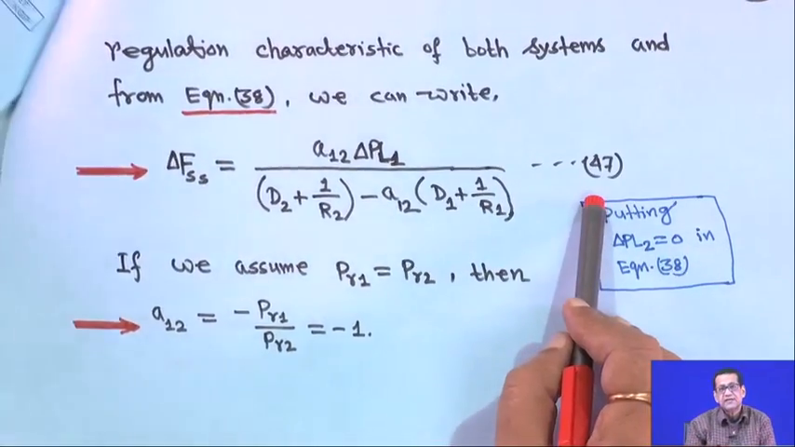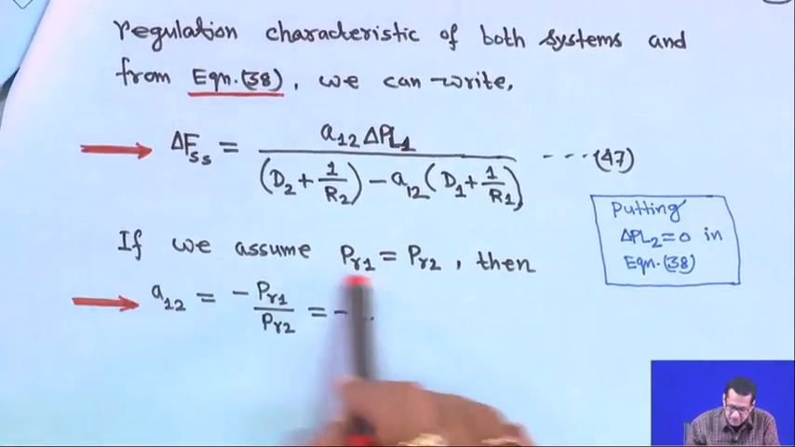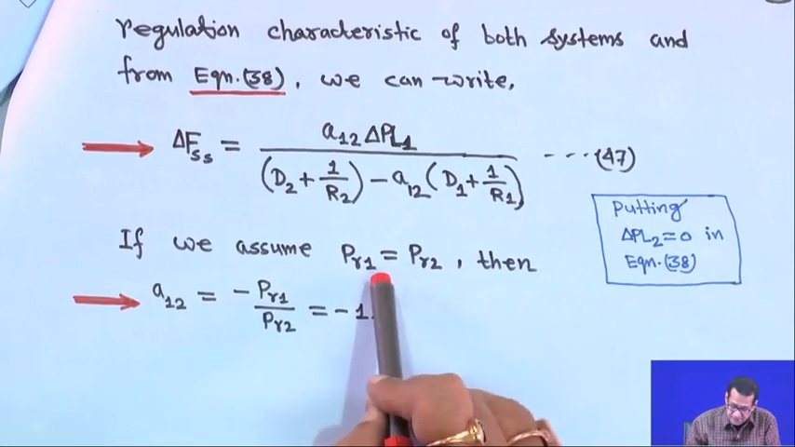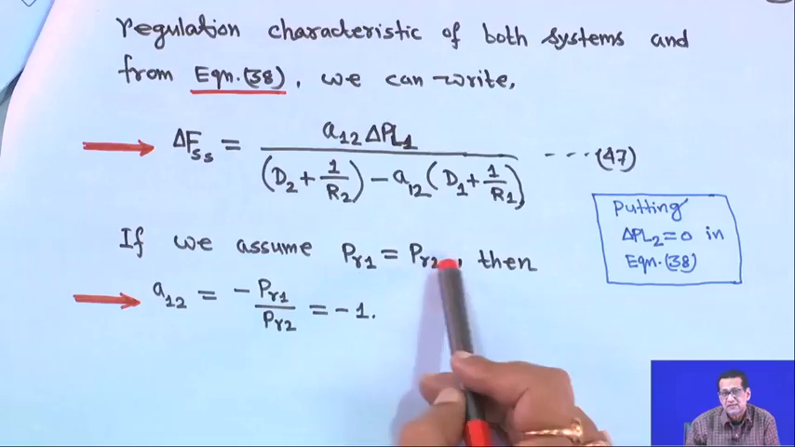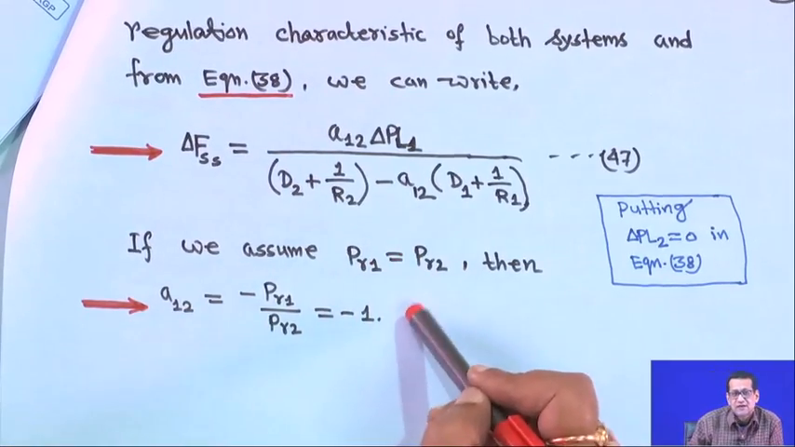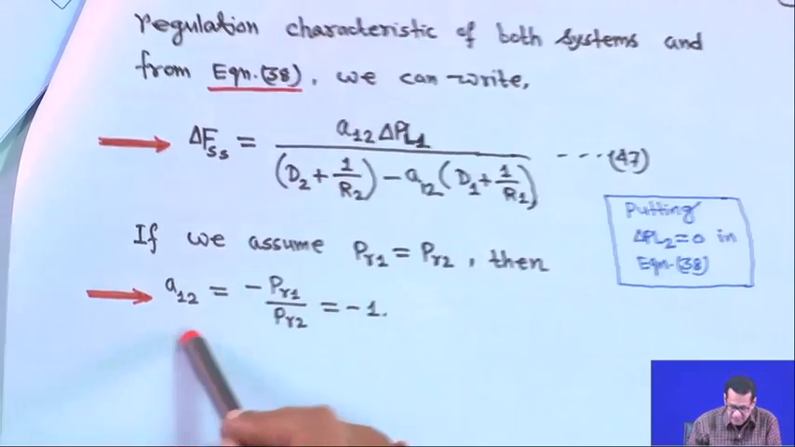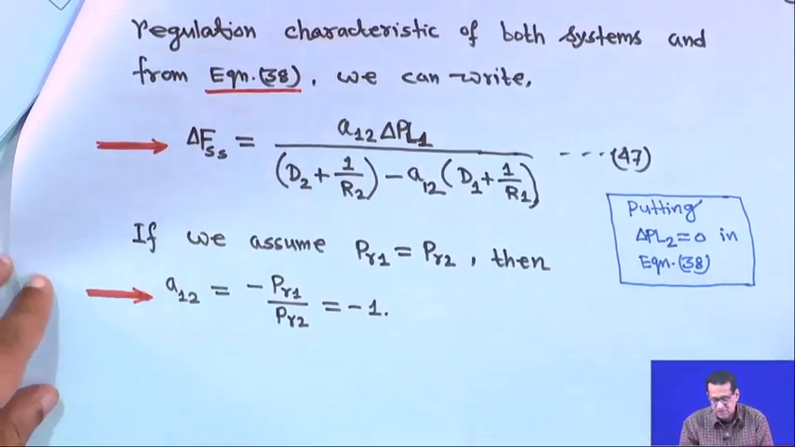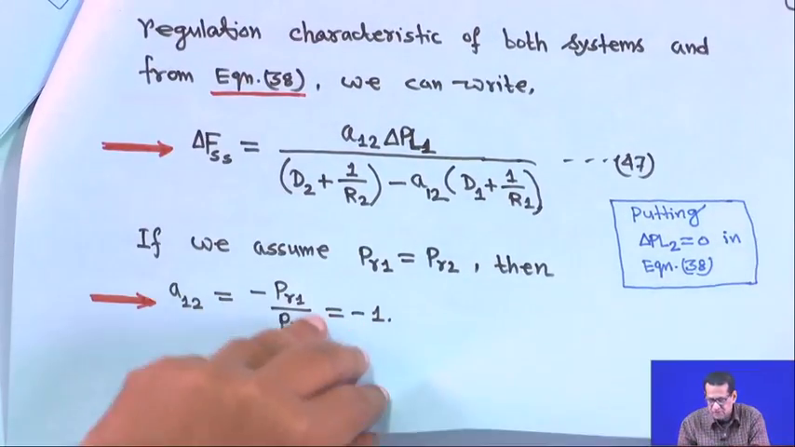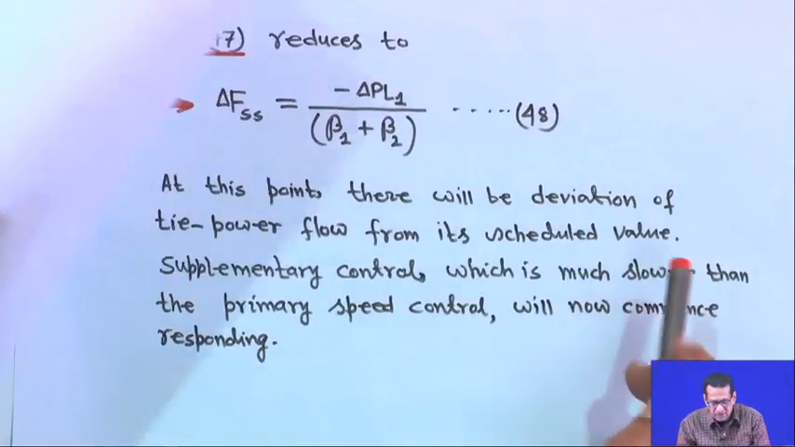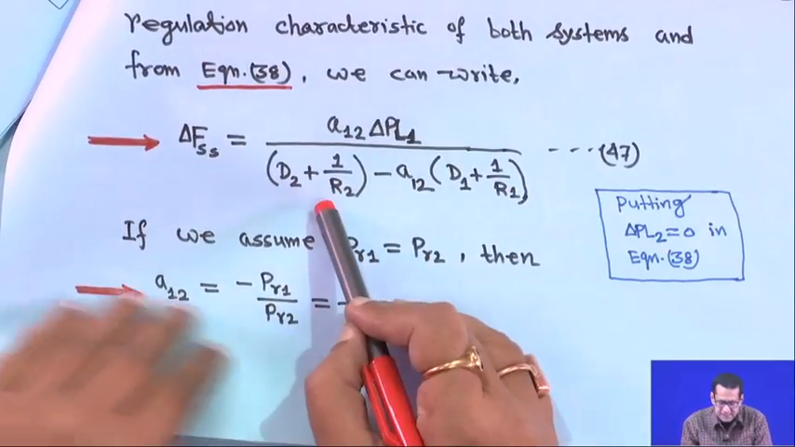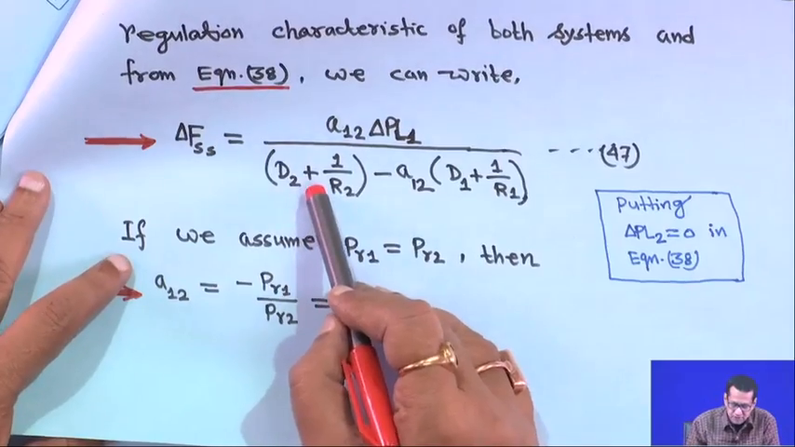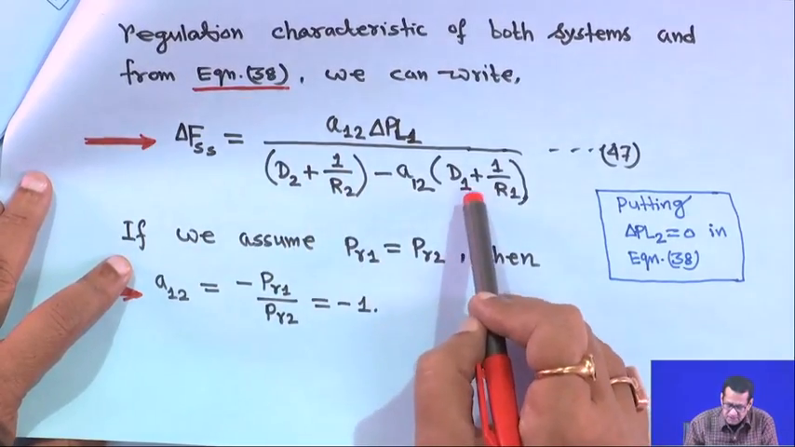So we get this one, right. If we assume equal area capacity, that is PR1 or PR2, something we have seen in the previous slide, then A12 is equal to minus PR1 upon PR2 is equal to minus 1. If it is so, then you put it here: this is actually beta 2 and this is actually beta 1, right. Beta 2 is equal to D2 plus 1 upon R2 and beta 1 is equal to D1 plus 1 upon R1.